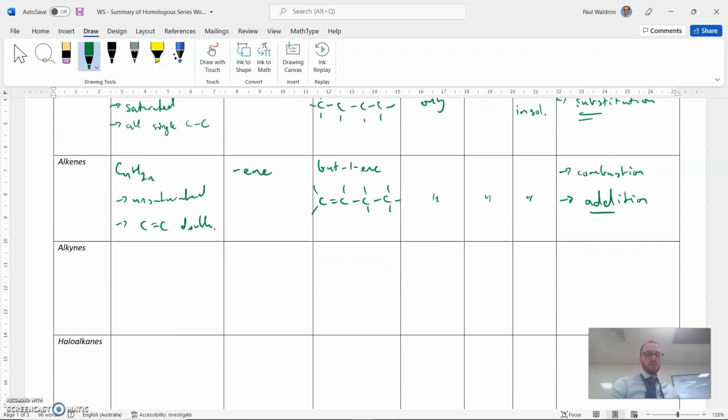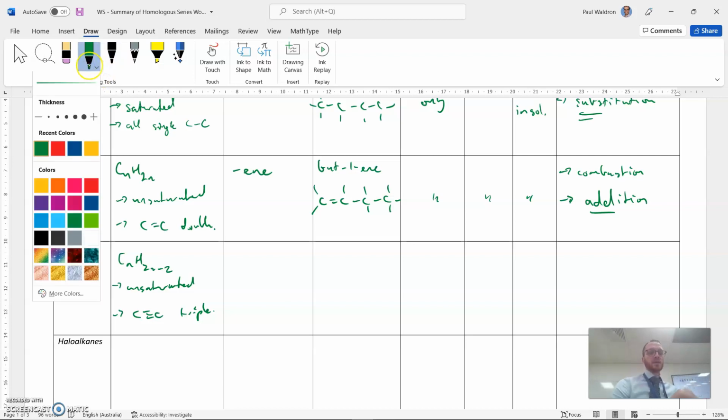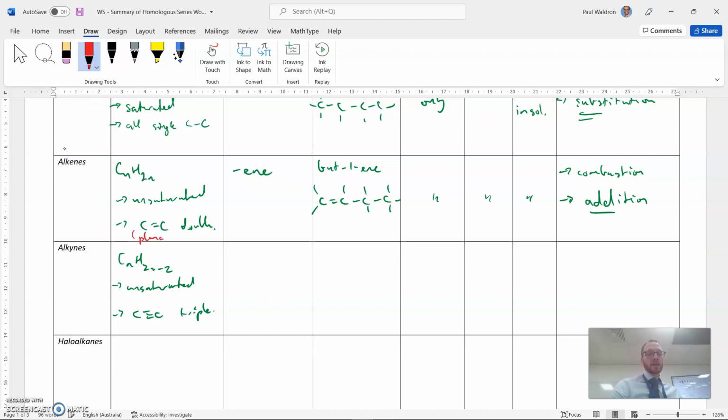Alkynes, CnH2n-2, unsaturated, right? It's got a carbon-to-carbon triple bond. Some additional notes to consider: around a double bond has a planar structure, around single bonds has a tetrahedral geometry, and around triple bonds is a linear geometry.